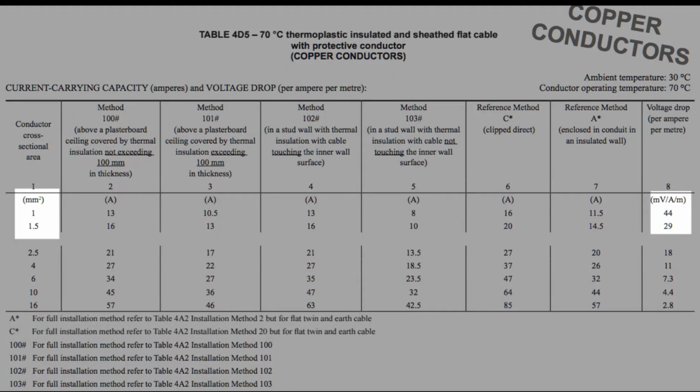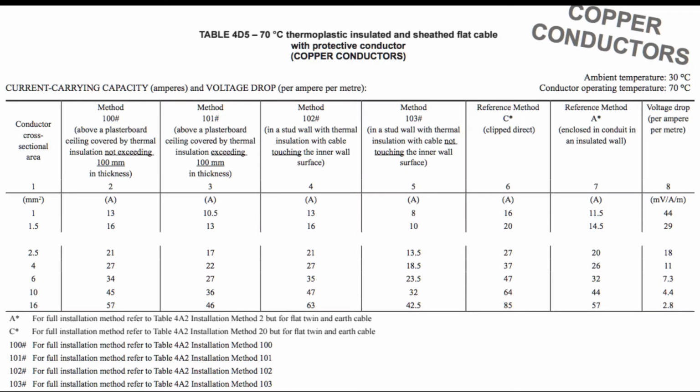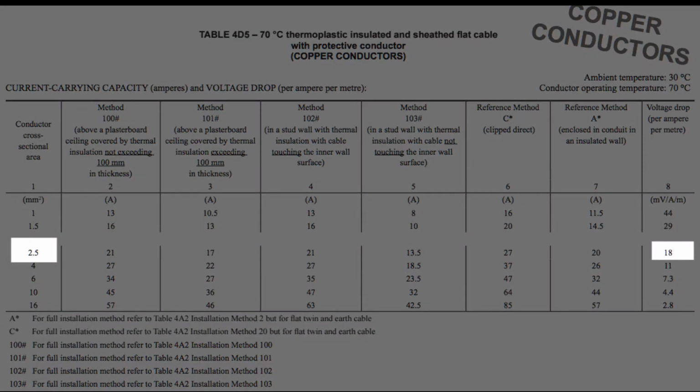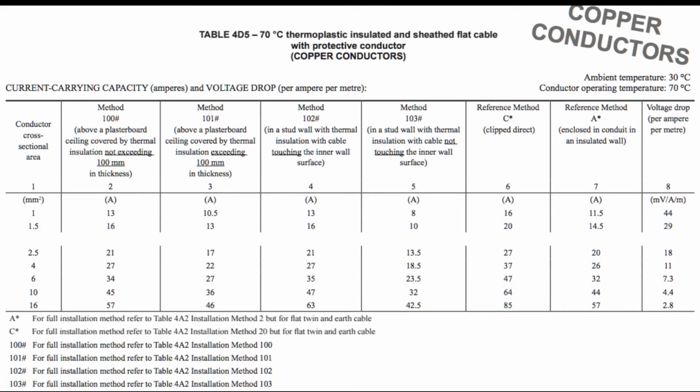So we can rule out 1 and 1.5mm squared cable because the voltage drop factor is higher. And so we need something less than 23. And 2.5 is 18. So for this particular set of circumstances, 2.5mm squared cable looks like it's going to be appropriate. But obviously we have to apply other correction factors as well. This is just a preliminary check to see if a cable might be suitable.